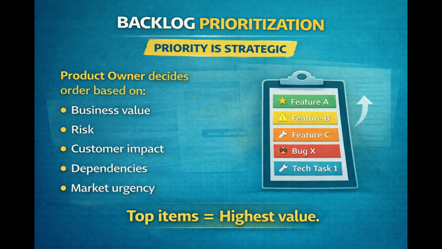Prioritization. The product owner prioritizes the backlog based on business value, risk, dependencies, customer urgency, strategic impact. High value stays at the top. Lower value moves down. And here's the key principle. The backlog evolves constantly. It is never final.